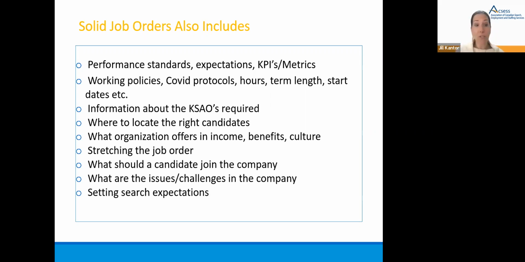Setting search expectations, that's such a critical part of the job order process, is to really manage expectations and let the client know how you're going to work, what your process is, timelines of when they can expect candidates. Maybe it's setting expectations like, we're not going to send you 10 resumes, we're going to send you our top 3 resumes, but let me explain to you how many candidates I'm vetting and screening and phone calls and interviewing and profiling and reference checking we're going to do before we even get you those top 3. So these things are so important in the job order process.